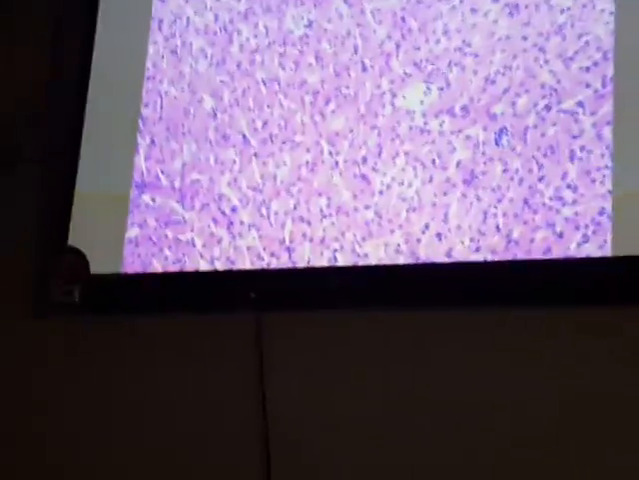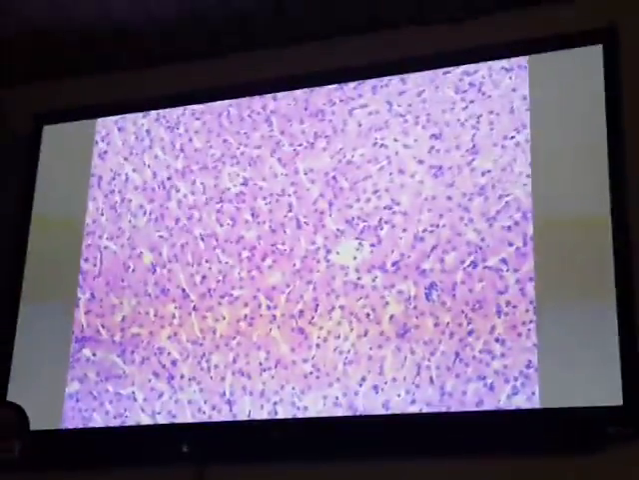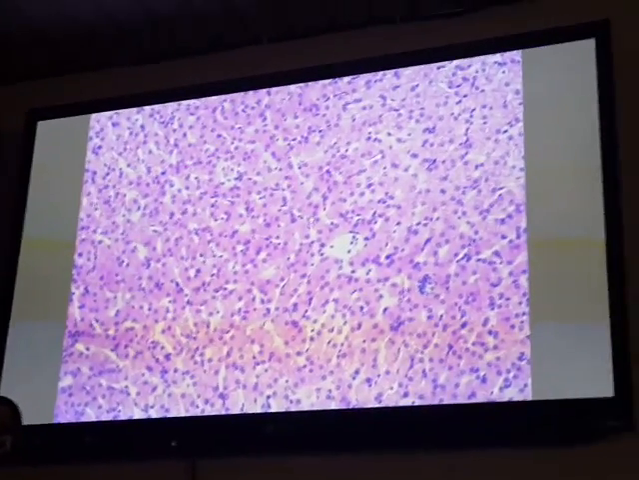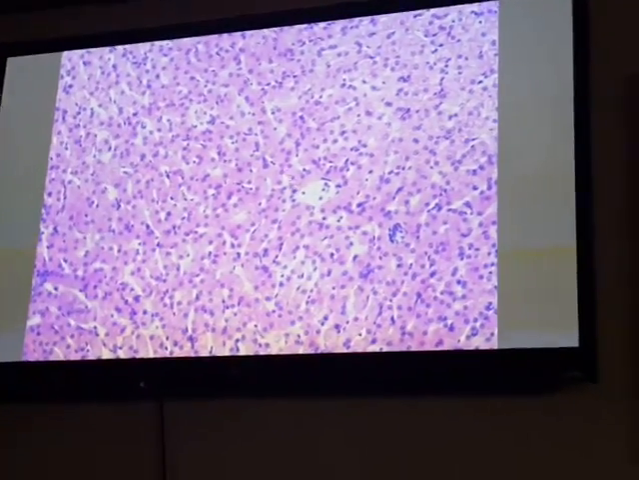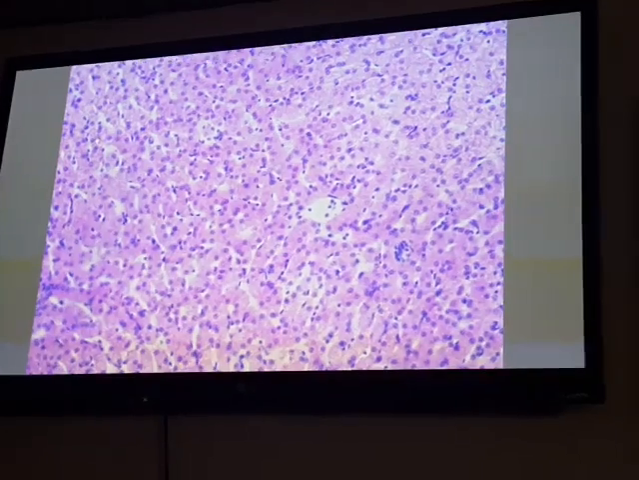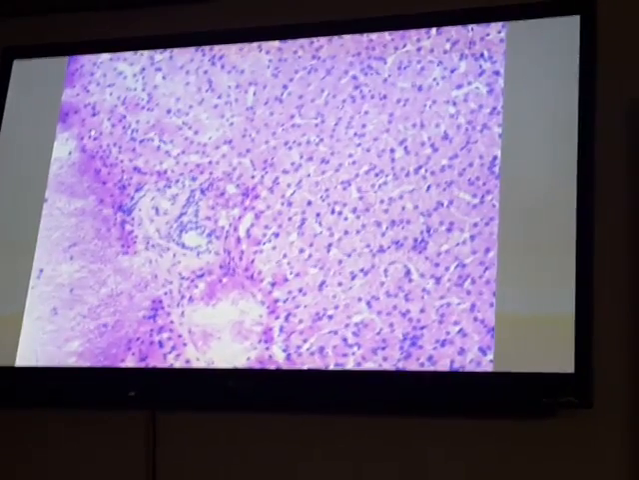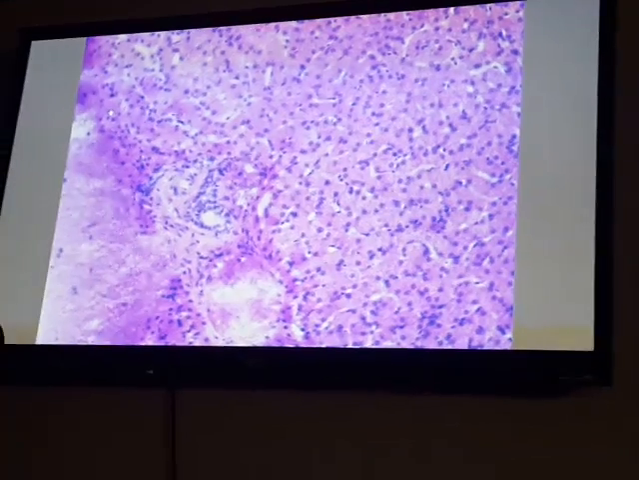This is a central vein found in the center of the liver lobule. You can see the hepatocytes disposed radially from the center of the lobule towards the periphery. At the periphery of each lobule, we have 3 to 6 portal spaces or triads.